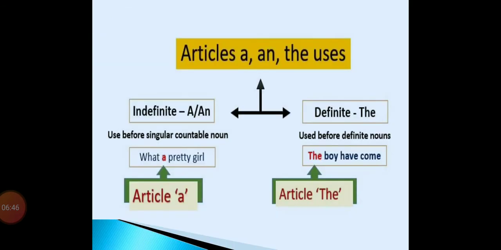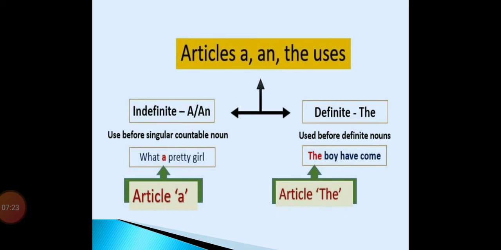Okay, now there are basically two types of article. The first one is indefinite articles and the second one is definite articles. Indefinite articles generally refer to a person or a thing in general. It is generally used to show a noun in general, meaning we are not going to talk about one specific person or specific thing. In such a case we can use indefinite articles, that is a and an.